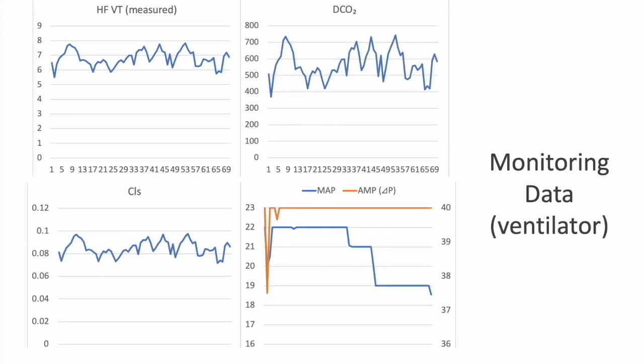This is the actual monitoring data of the baby. 17 hours after starting HFO, tidal volume has been increasing gradually, DCO2 increased as well. Compliance also has been increasing. Let's analyze the monitoring data in the areas highlighted in red.